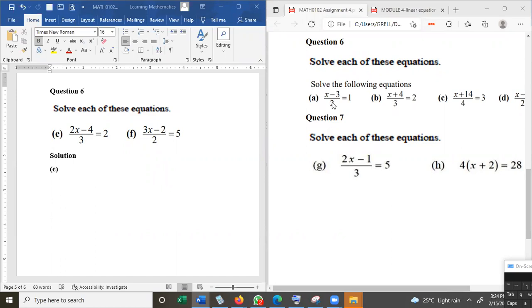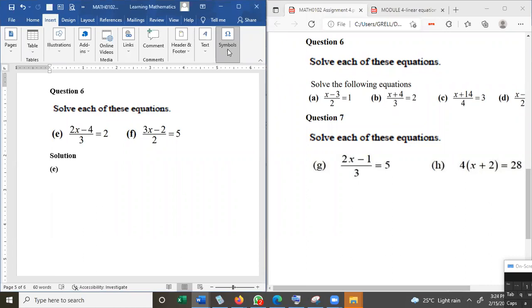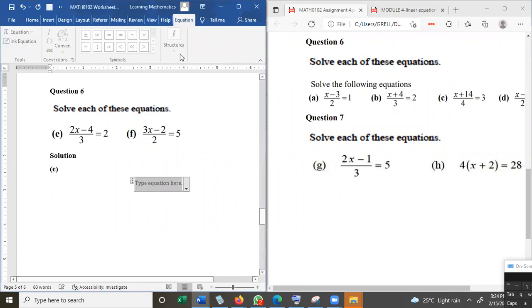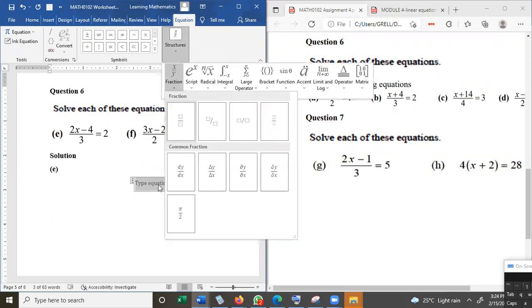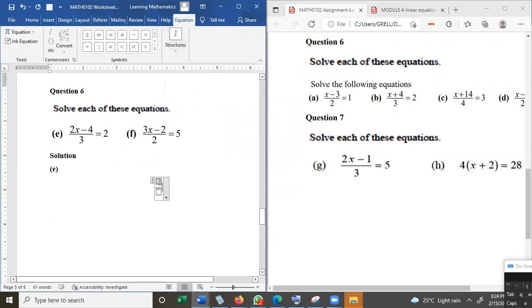All right, x minus 3 over 2 equals 1. While I'm going to type this one down. Okay, so it's a fraction. There is a numerator, which is 2x subtract 4, divided by 3. All right. Calmly write that down. There's nothing else. Equal 2. Okay.